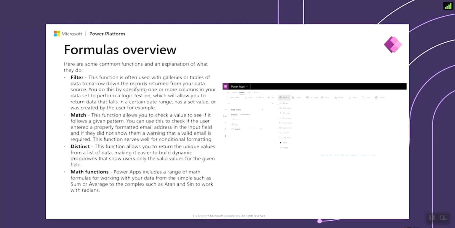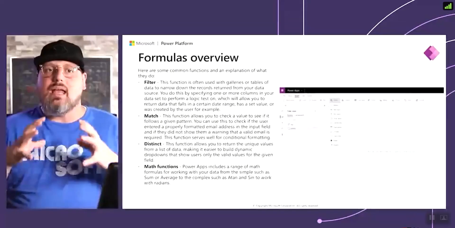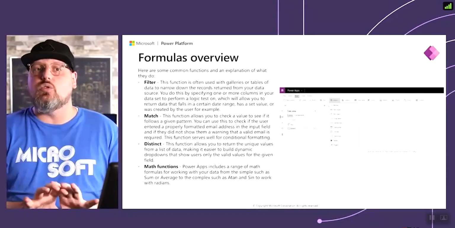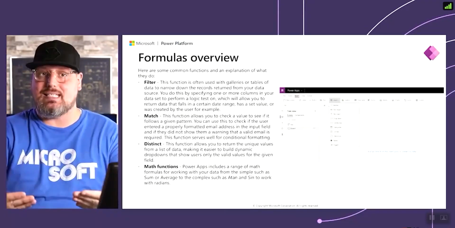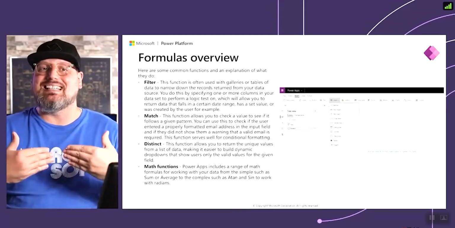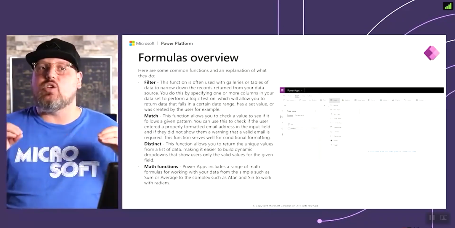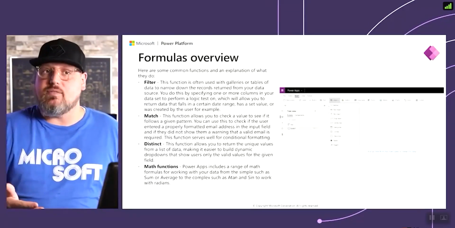This function allows you to check a value to see if it follows a given pattern. You can use this to check if the user entered a properly formatted email address in the input field, and if they did not, show them a warning that a valid email is required. This function serves well for conditional formatting. If you did not put all those business rules at the source, which sometimes happens when you build a Power App over a legacy system and you want to make sure there is some data consistency, you can put that into a Match formula that will save you time.